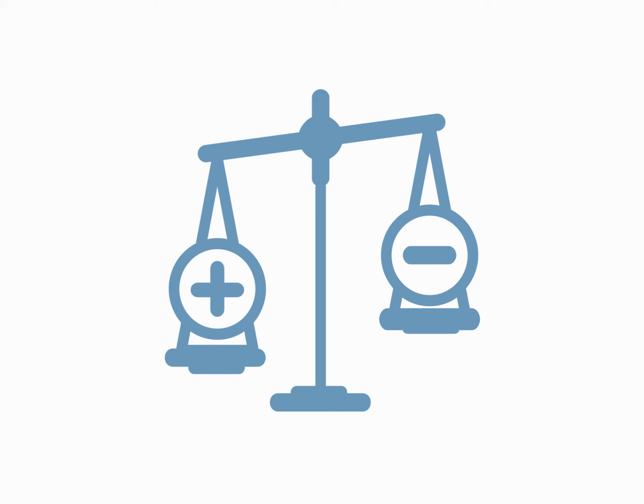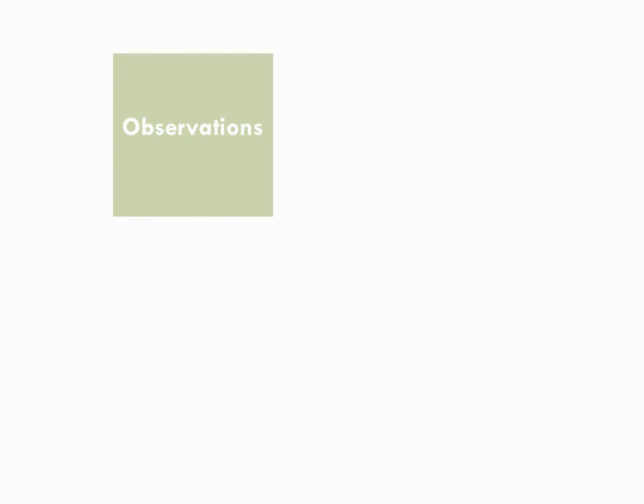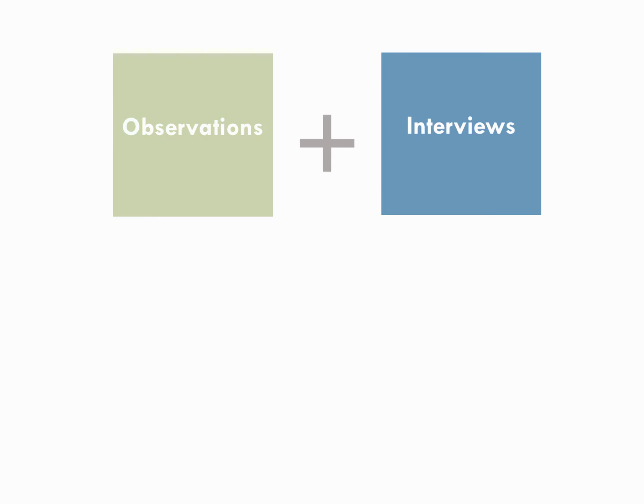Because each method of data collection has inherent strengths and limitations, they're often combined in an evaluation to develop a complete, well-rounded answer to your evaluation question. For example, you might conduct observations to understand how people use a particular area of the library, and then interview patrons to identify the reasons behind those behaviors.